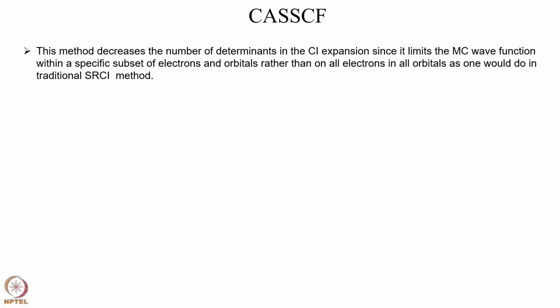Now, in the CASSCF calculation, the method decreases the number of determinants in a CI expansion, since it limits the MC wave function within a specific subset of electrons rather than all the electrons in all orbitals, which is what you see in a single reference CI. So, it takes out all the good part of the CI at a lesser computational cost, because you are doing a full CI only in a limited subspace.